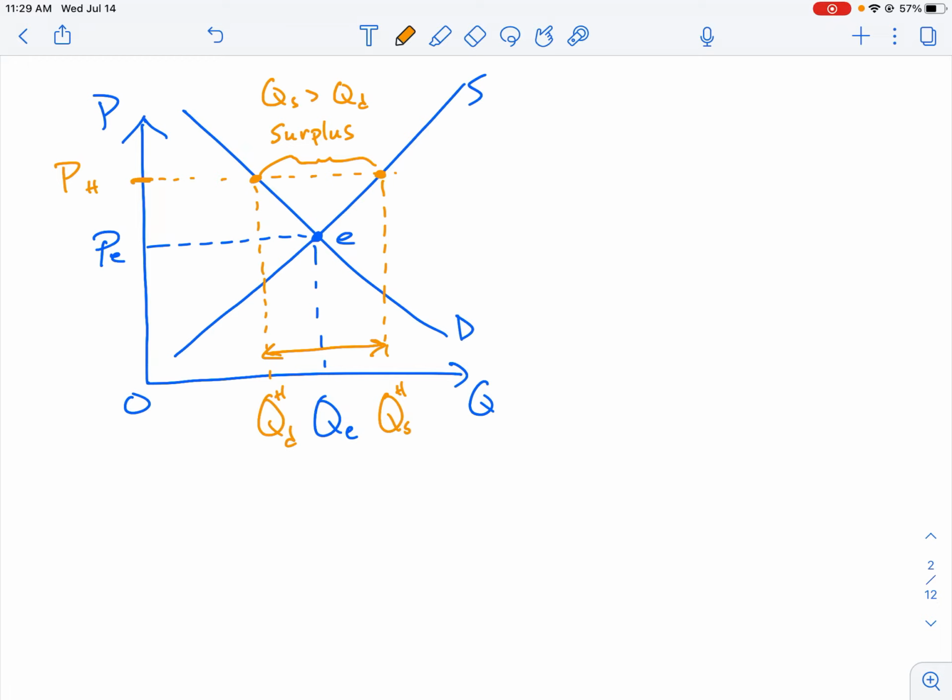Now, what happens in stores, in the real world, when there's extra inventory, when there's a surplus, when there are units that people aren't going to buy? Eventually, they tend to get discounted. When there's a surplus, that tends to put downward pressure on price.